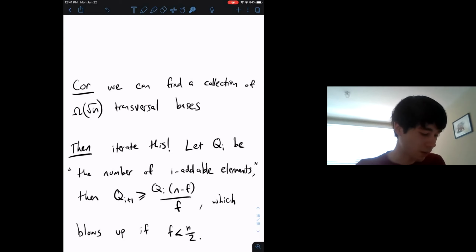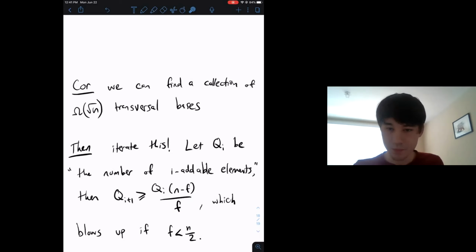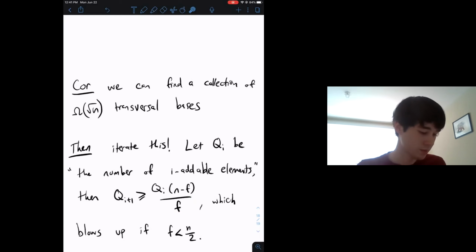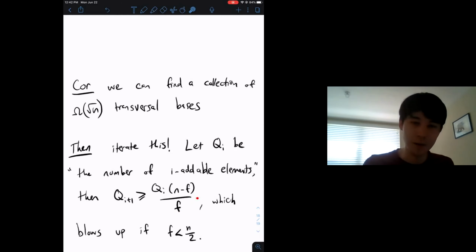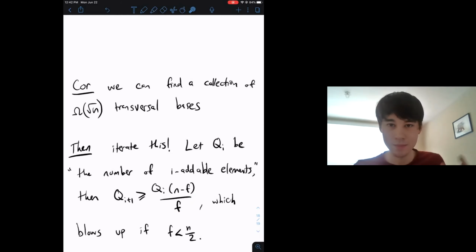I mean, really, I'm just applying one addability and I addability here to show that the number of I plus one addable elements should be larger than the number of I addable elements by a factor of n minus f over n. So this is not quite true. It really should be this minus something, because there's some issues with things not colliding with each other. But morally speaking, this is the recurrence. And this recurrence is obviously going to blow up if f is less than n over 2. It's going to blow up in the sense that for sufficiently large I, this gets as large as you want.